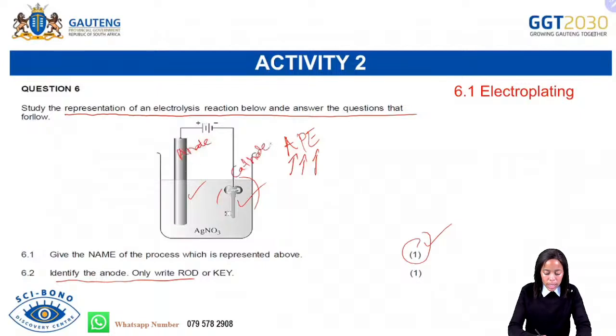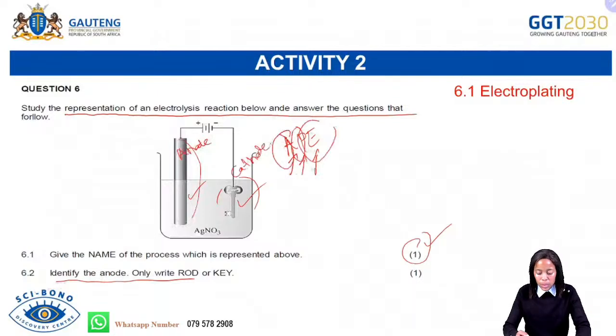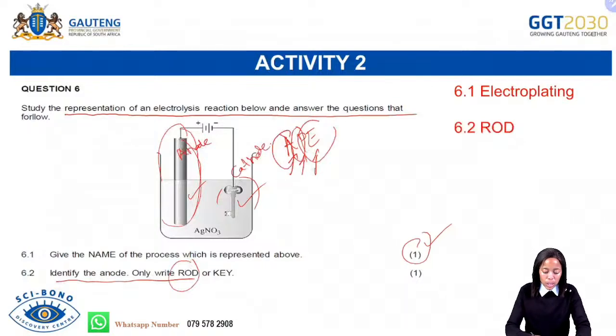And again, we said that if we want to cover with silver, then we are going to use the silver electrode there. Okay, so 6.2 says identify the anode. If the anode is positive in the electrolytic cell, it will be represented by the rod there, and not by the cathode. And how did we identify it? We used the battery, the positive terminal and the negative terminal there.